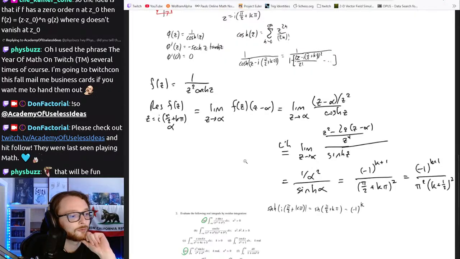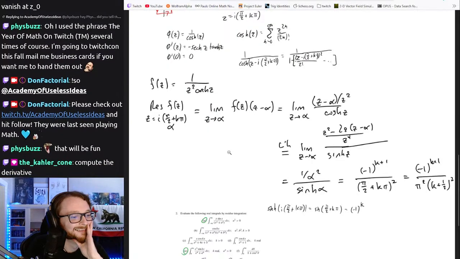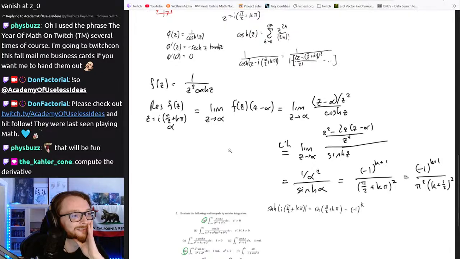If f has a zero of order n at z sub zero. Okay, but how do I know the order of the zero? Compute the derivative. Well, the derivative will sometimes be zero and sometimes not be zero, depending on whether it's sine or cosine, right? It's going to cycle around.